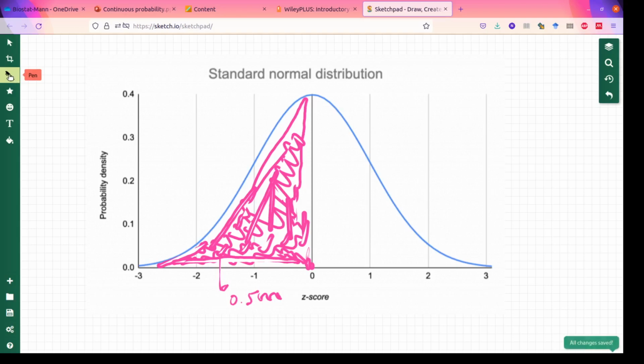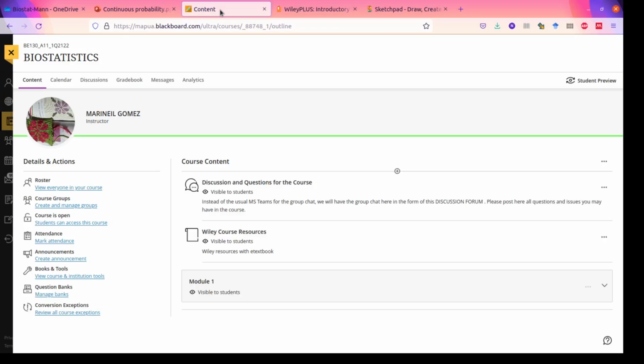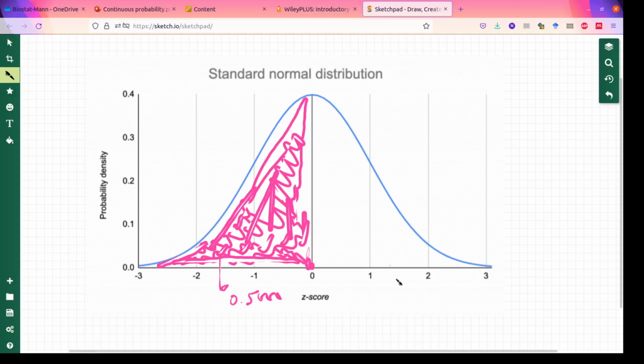Now let's change my color to green. How about the other region, which is negative 2.17? When we say negative, it's to the left of this score. Negative 2.17 is actually around here. The area in our table for negative 2.17 pertains to this region, the shaded area. This is the 0, and this is negative 2.17. Let me change back to pencil.